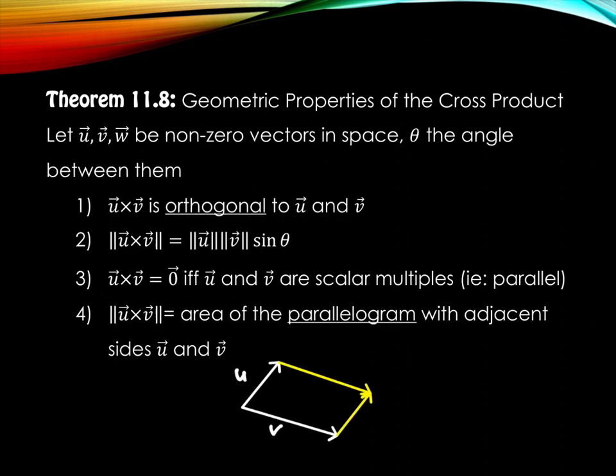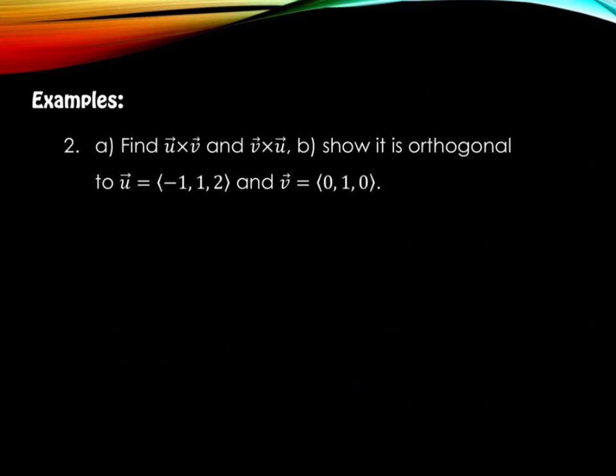Okay. On this one, we're going to find U cross V and V cross U, which we're not actually going to calculate both now, right? Because we have a property that says that if I calculate one, I can very quickly get the other one. Okay, so that's important.